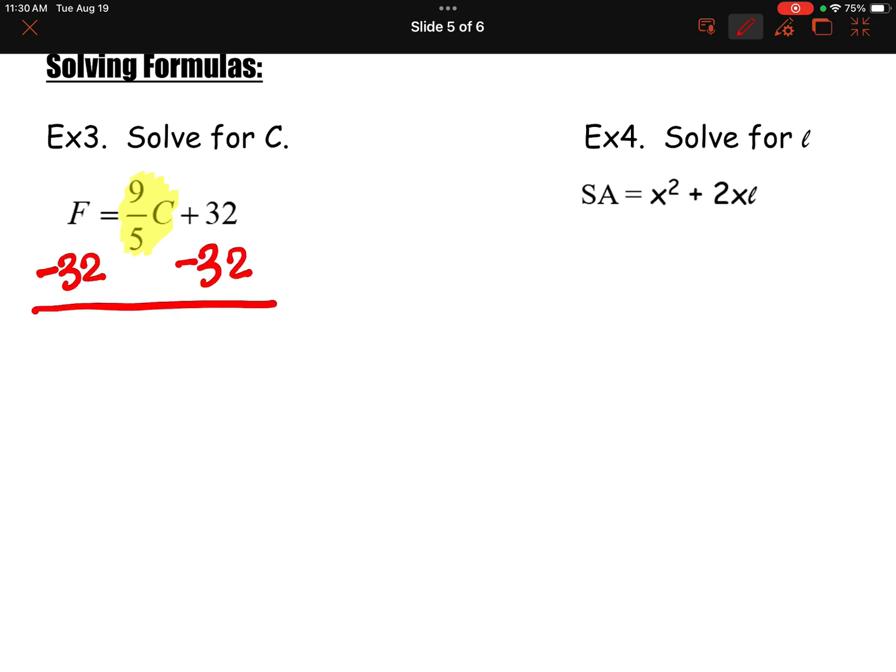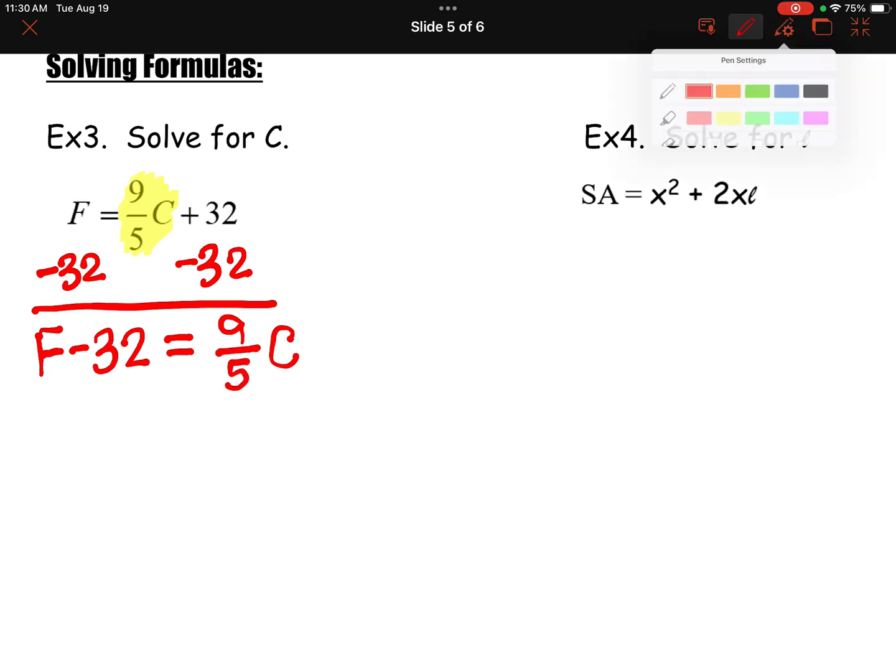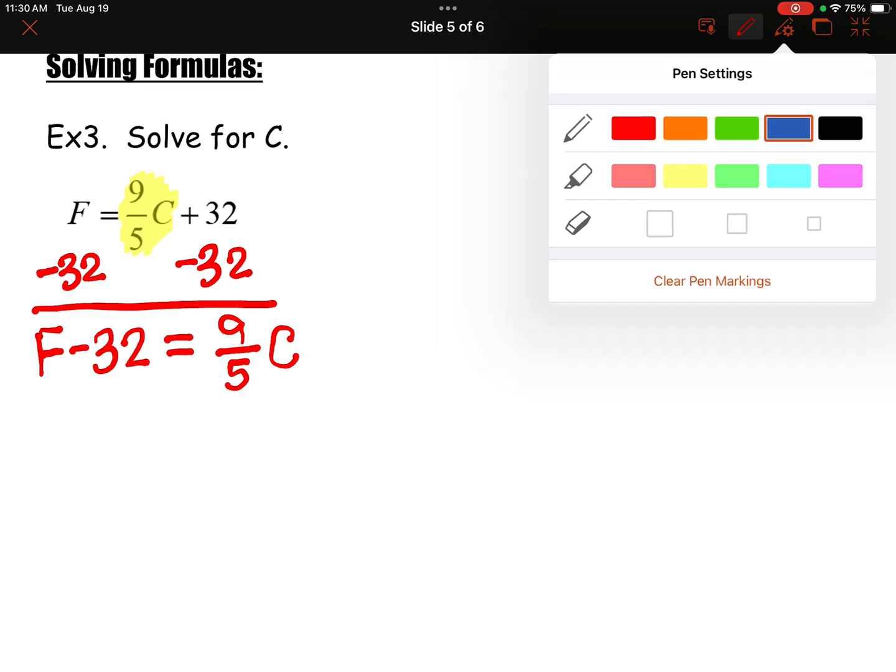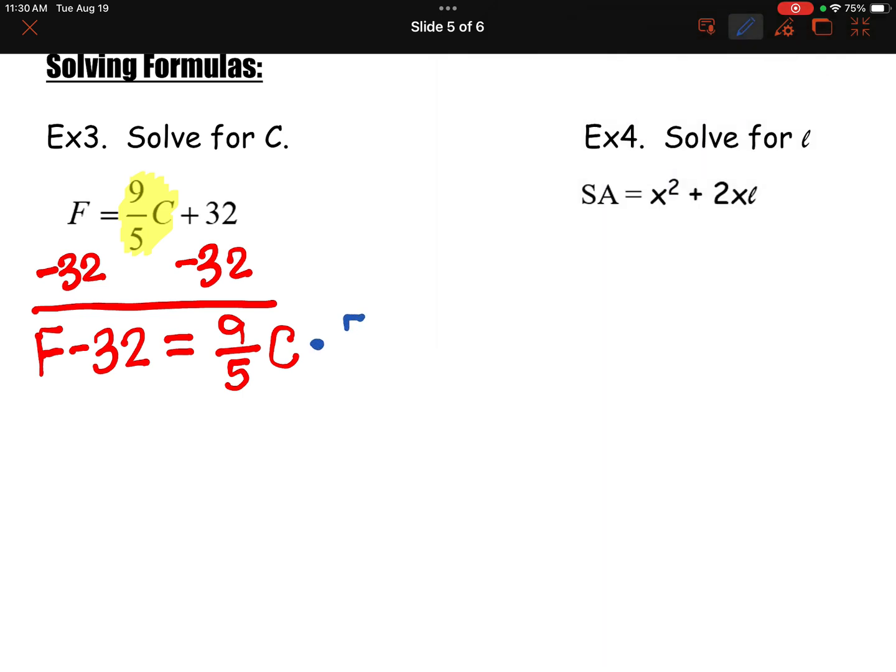And again, these are not like terms, so we're not really simplifying it on each side. We're just rewriting or organizing where everything is. Okay, next step, I'm going to multiply both sides by 5/9. This will all cancel out, and I'm left with c equals.